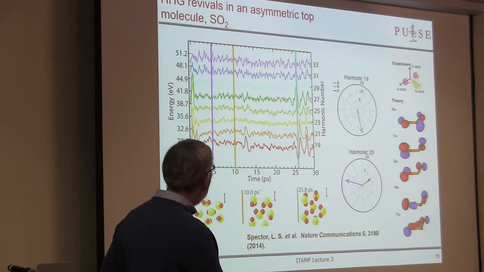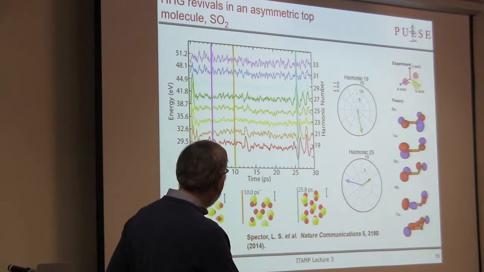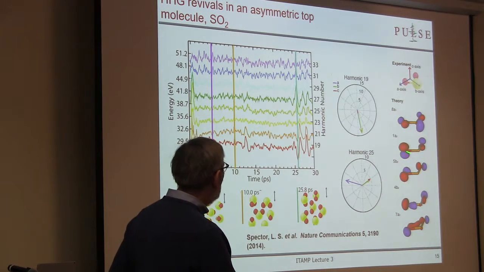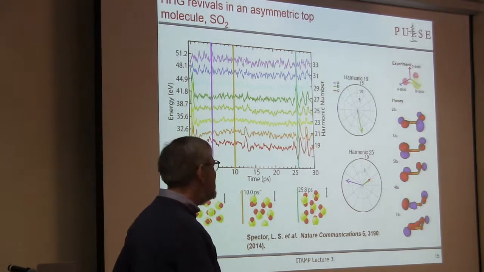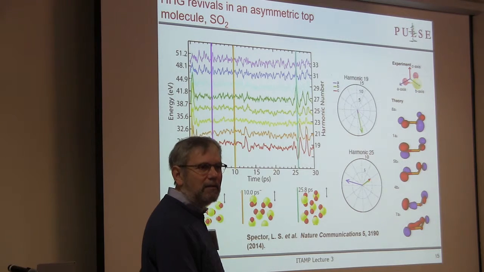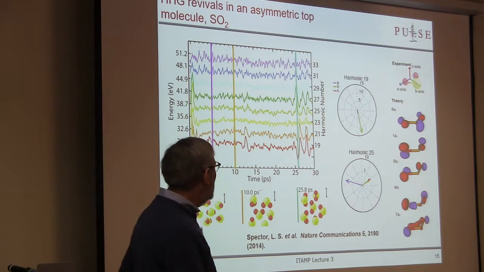But it does undergo coherent rotational wave packet evolution, which you can track. Simply by looking at where these peaks and dips are in the harmonic spectrum as a function of time delay since you kicked it, you can deduce which orbitals are participating in the SO2 harmonic generation. And no surprise by this time, of course it's not the highest occupied molecular orbital. It's any orbital that's hanging out there.